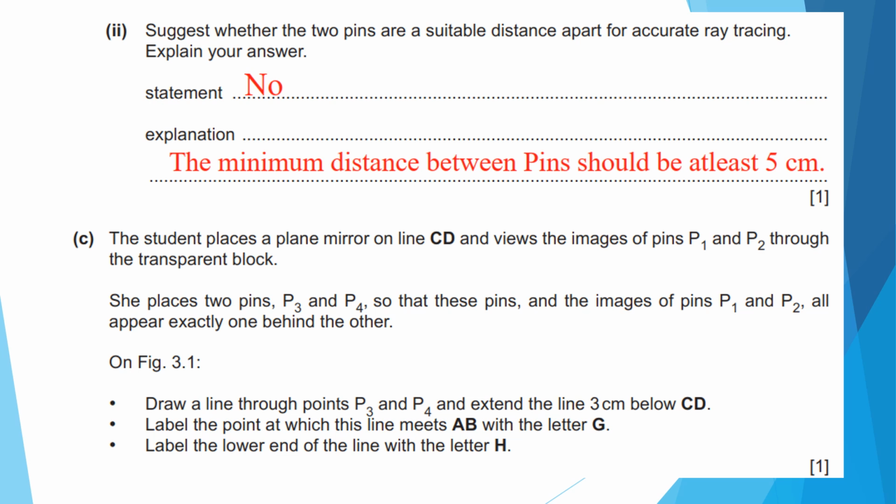Label the point at which the line meets AB with the letter G. So where this line intersects AB, you have to name it as G. Then third part, label the lower end of the line with the letter H. Lower end means the extreme end point of that line which is joining P3 and P4. That lower end only you should label as H. So for these three correct drawings, you will be getting 1 mark.